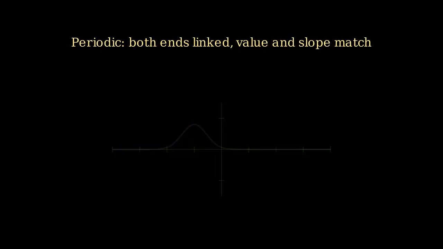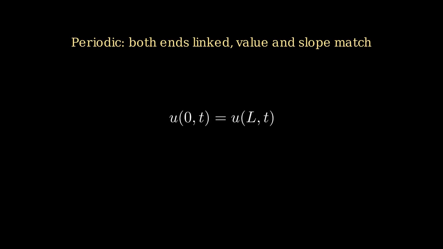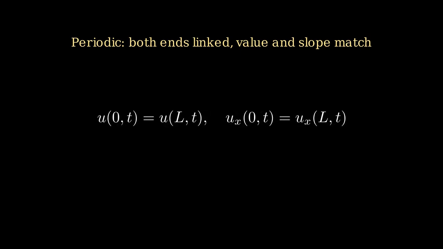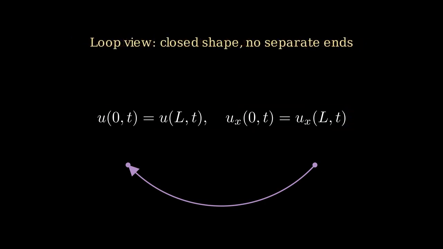A periodic boundary condition ties the two ends of the domain together directly. In words, u at the left end equals u at the right end, and the slope matches too. This lets a wave leave one side and reappear on the other, which suits a circular or cylindrical domain.